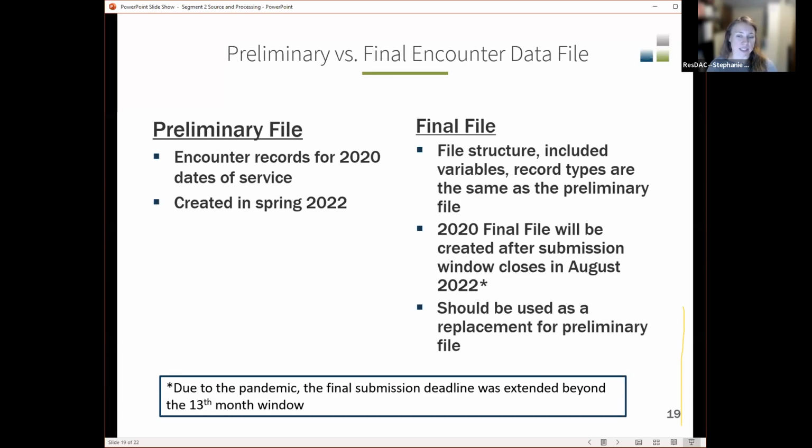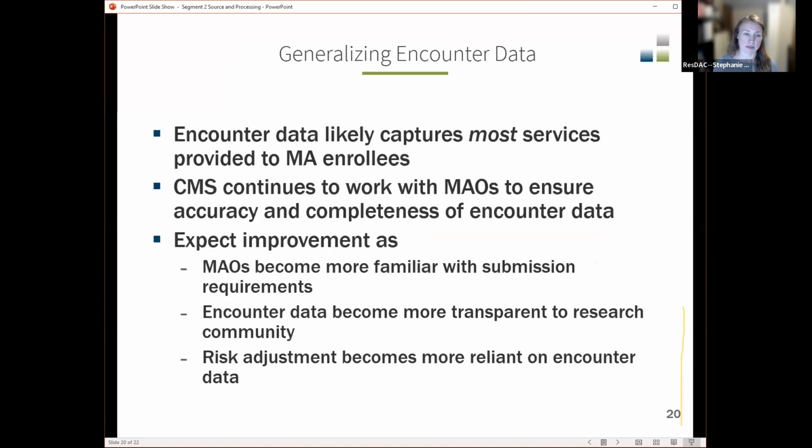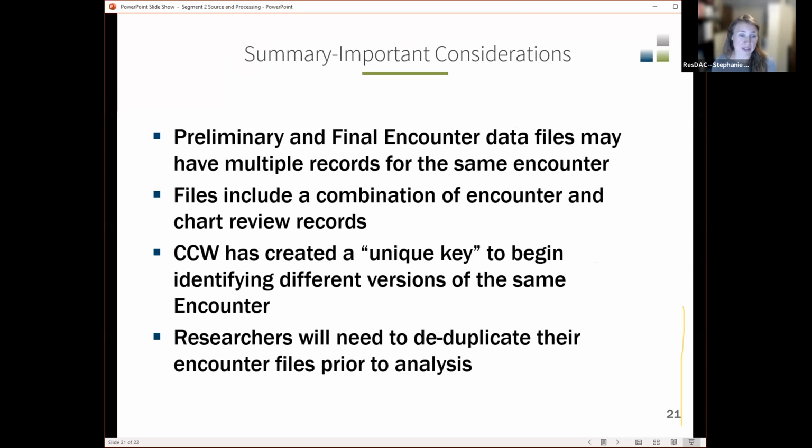And we will see that after all the submissions have come in, when that's processed, that should be viewed as a replacement for the preliminary file. If you've received both, you can just take the final file and say this replaces the preliminary. Encounter data likely captures most services that are provided to managed care enrollees, and it's going to continue to improve over time as managed care organizations get more familiar, as researchers start using the data and ask questions, and then as risk adjustment becomes more reliant on the encounter data.